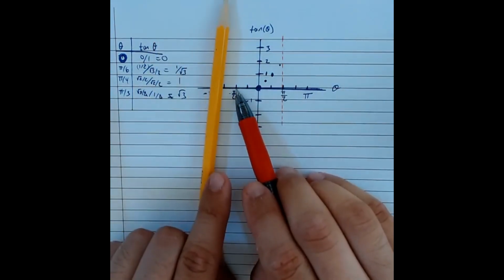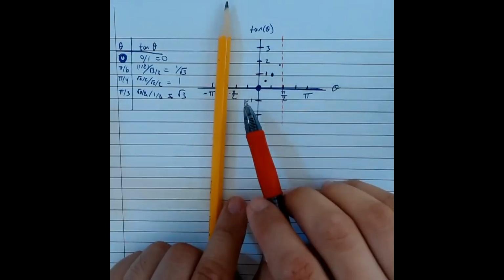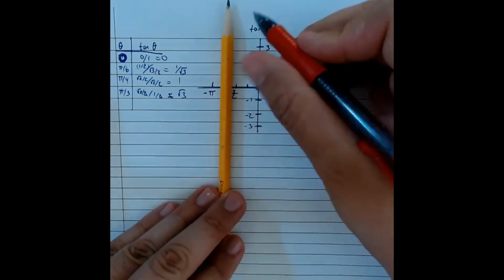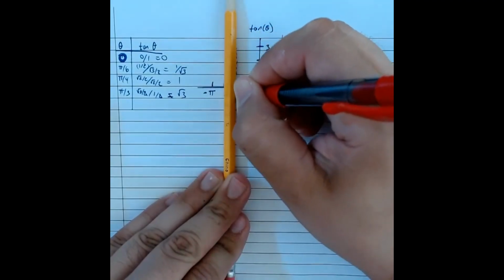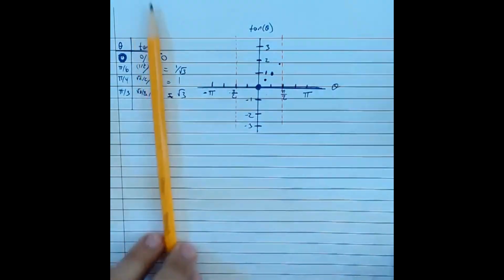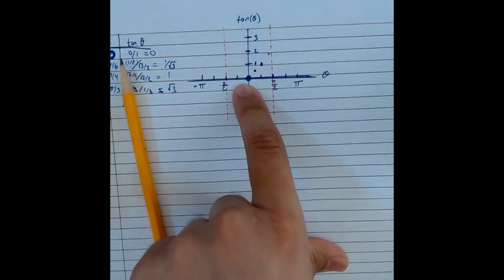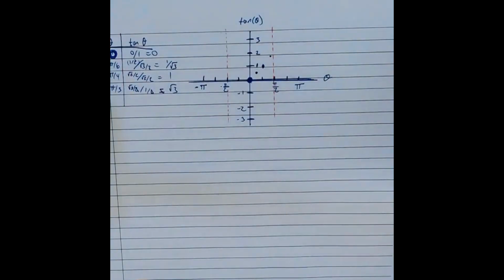We said a moment ago that your graph will also be undefined when theta is equal to negative pi over 2. Your tangent will be undefined there. So here we'll have another vertical asymptote at negative pi over 2. If I substitute in some numbers between here and here, I can fill in a few more points. Let me just use negative values.